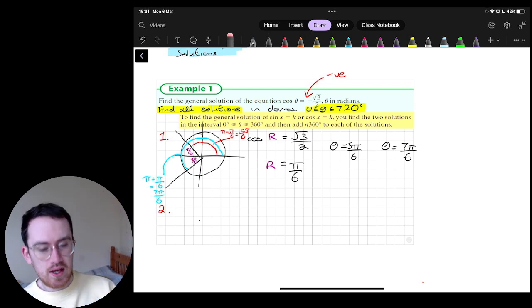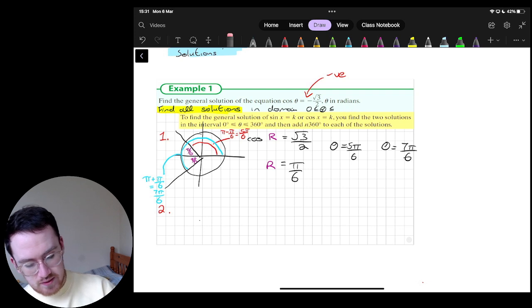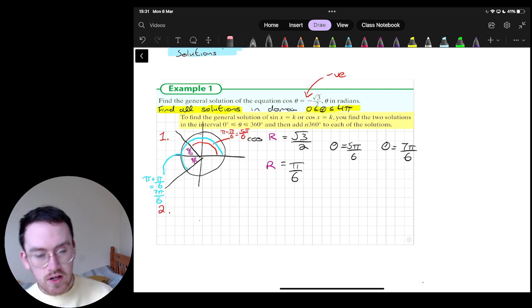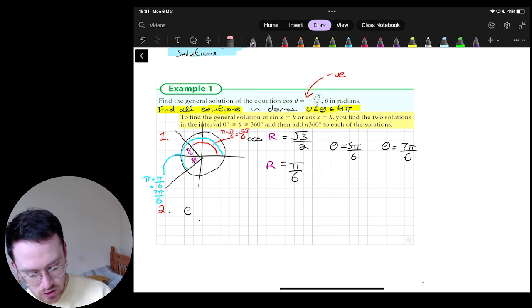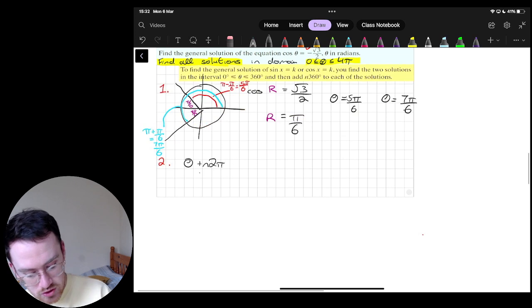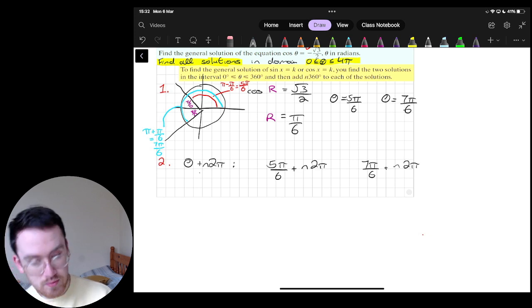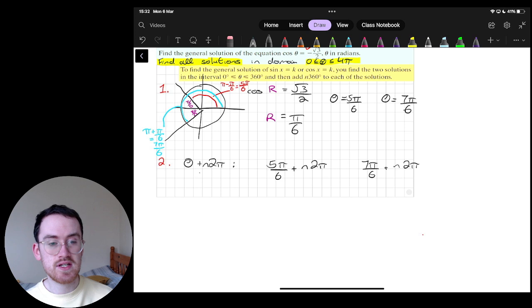So let's have a look, and I'm going to change my little question first here. We're going to say from 0 to 4 pi. Okay. So following this through, then to find our general solution, we're going to do theta plus n 2 pi, which is going to give me an answer of 5 pi over 6 plus n 2 pi and 7 pi over 6 plus n 2 pi.